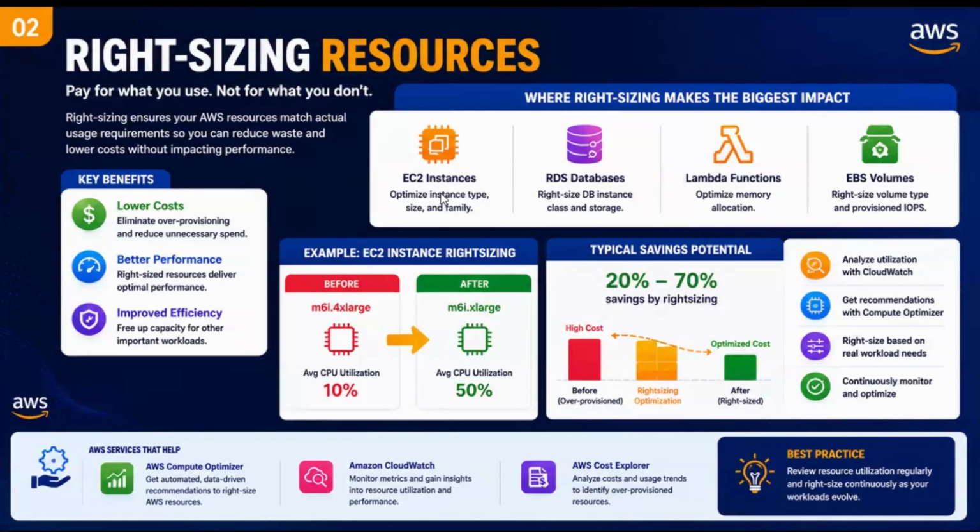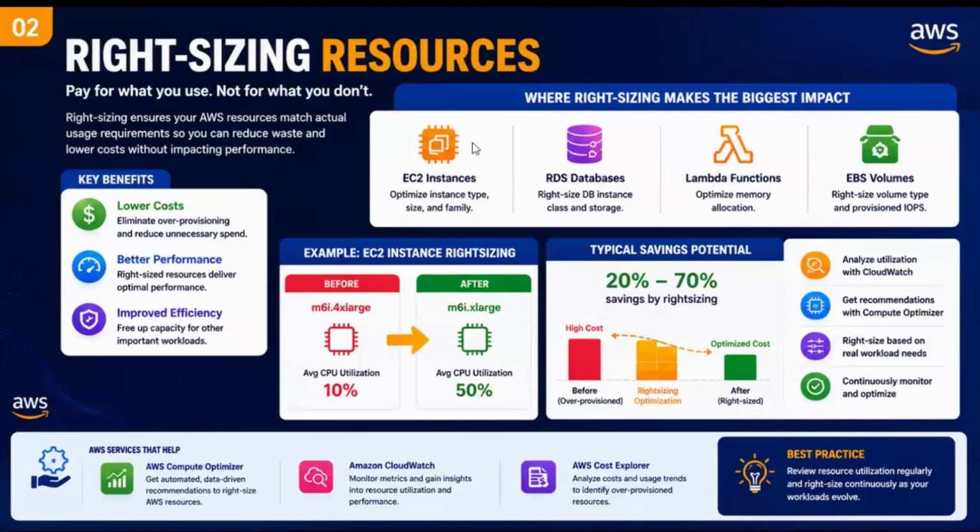Definitely the EC2 instance, and second the RDS database, Lambda function, and EBS volume. So these are the four sections with the biggest impact from right sizing, the most impactful cost optimization output. Right sizing resources has key benefits: lower cost, better performance, and improved efficiency. So we will go through an example.